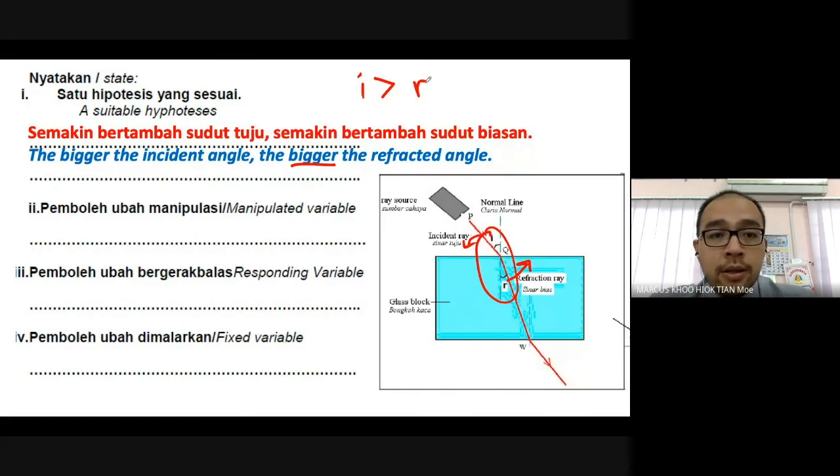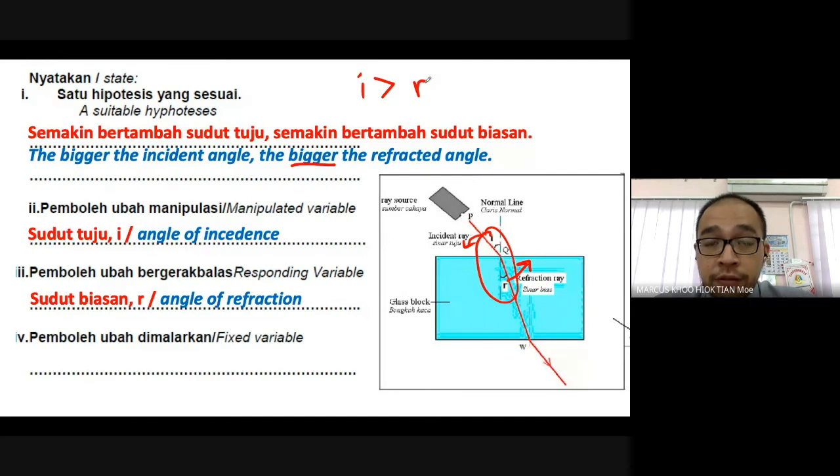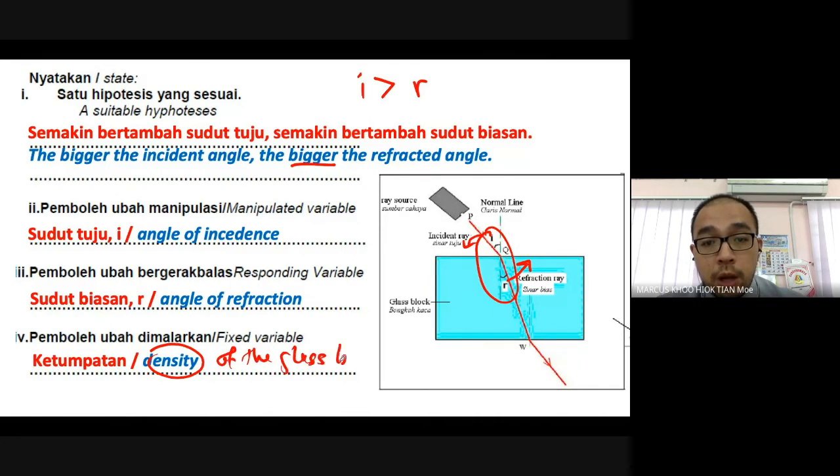Okay. Now, the manipulated variable, Nikki, is not the ray, it's the angle. Angle of incidence, angle of refraction. Okay, the fixed variable is the density of the glass block. This is probably the thing that we're not really sure about.